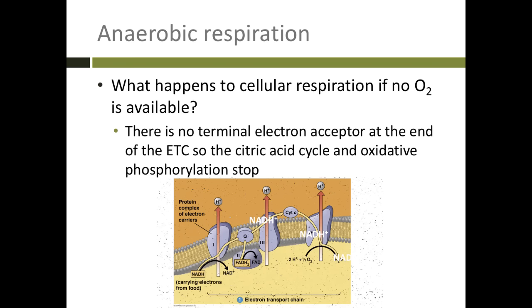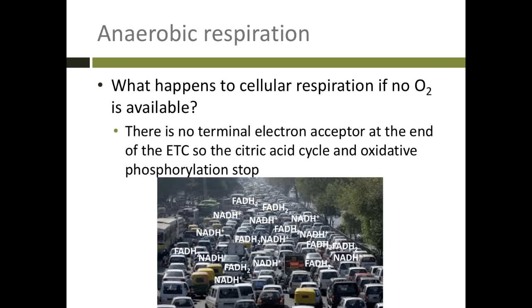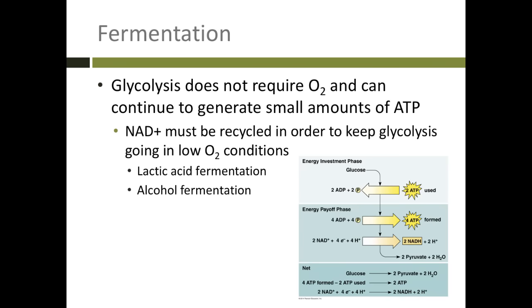Pretty quickly, all of the available NAD and FAD have been reduced to NADH and FADH2, but they cannot unload their electrons. This causes a backup into the citric acid cycle, and the whole system stops. What about organisms that either never use or temporarily don't use oxygen? They can depend on glycolysis and the 2 ATP produced there to survive.